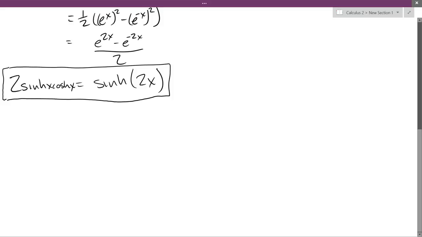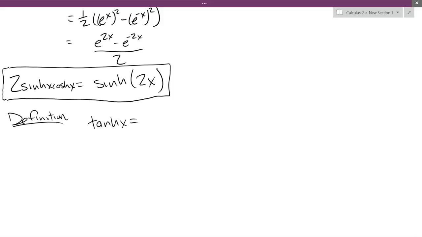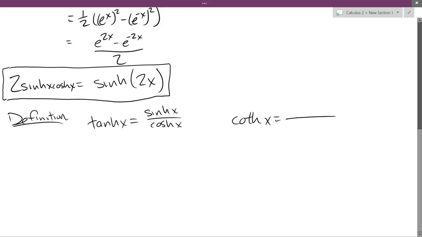All right. Tangent. Hyperbolic tangent. What would be a reasonable thing to call hyperbolic tangent? Sine over cosine. Yep, hyperbolic sine over hyperbolic cosine. So that's what hyperbolic tangent is: sine hx over cos hx, so no surprise there. Cotangent is a reciprocal. So cot hx is cos hx over sine hx.